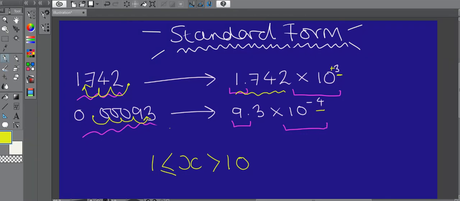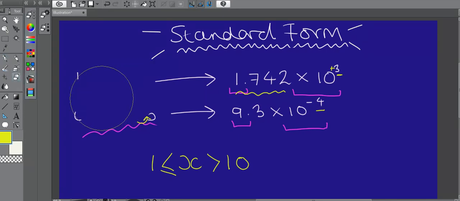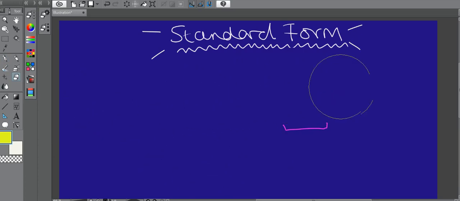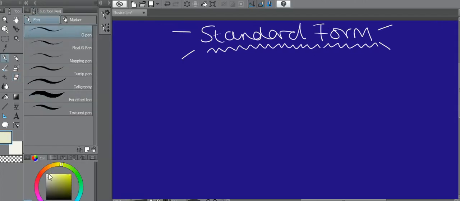So you're probably thinking, well, why would I go to the effort of putting it into standard form? 1742 isn't a difficult number to read, and likewise with this one. Well, obviously, there are going to be times where they are not very nice numbers. We are dealing with horrendous numbers. So let's go ahead and have a look at a horrendous number and go back to white.